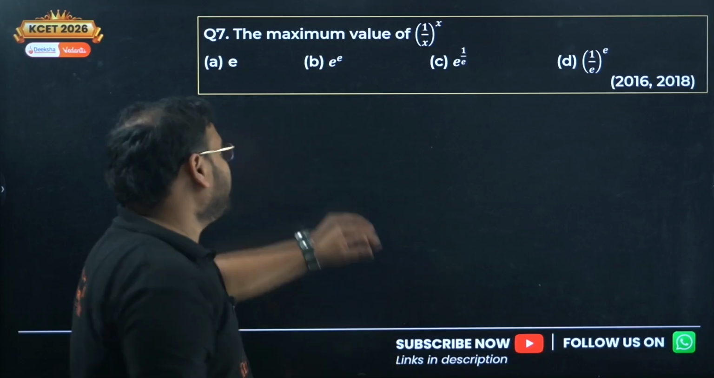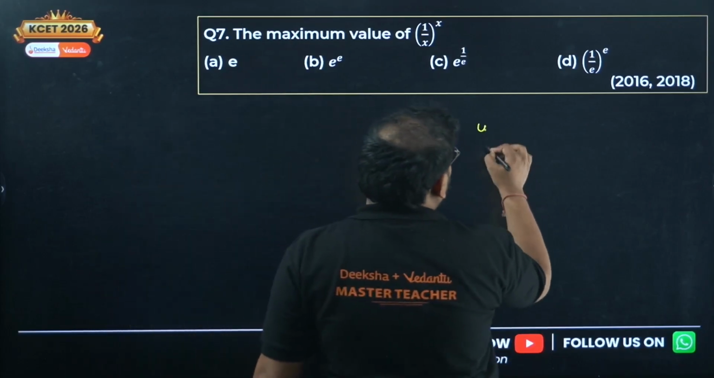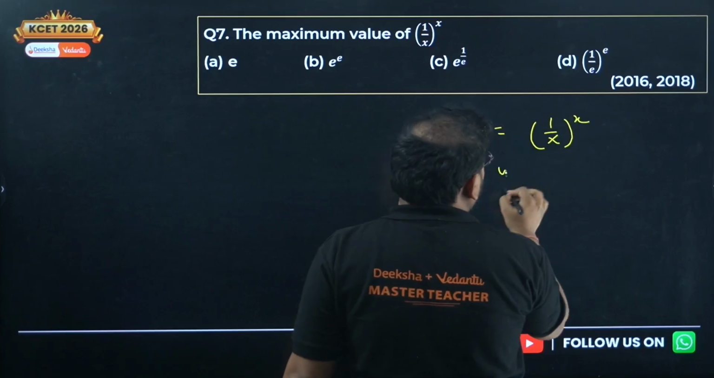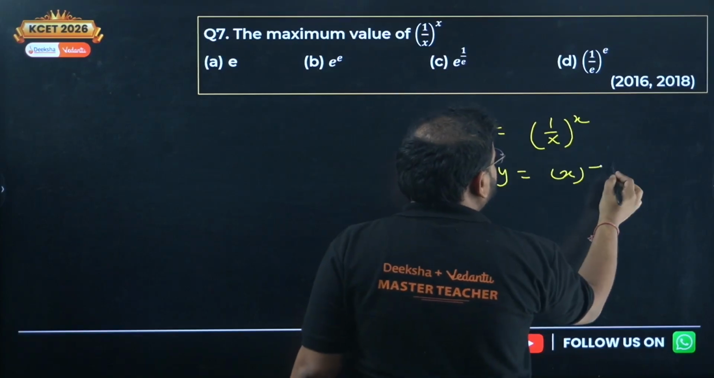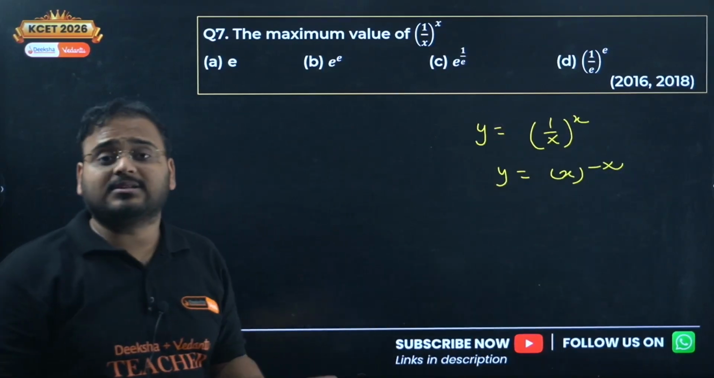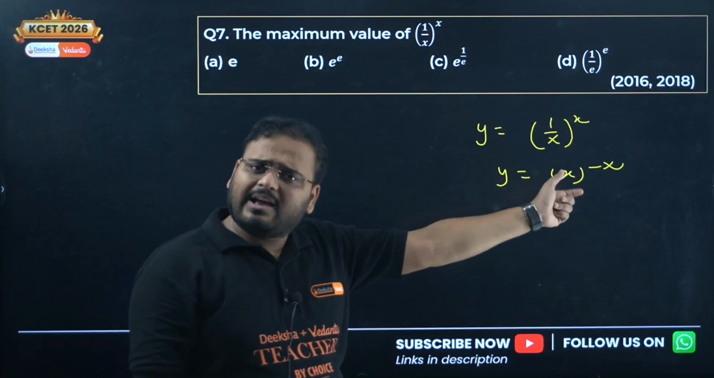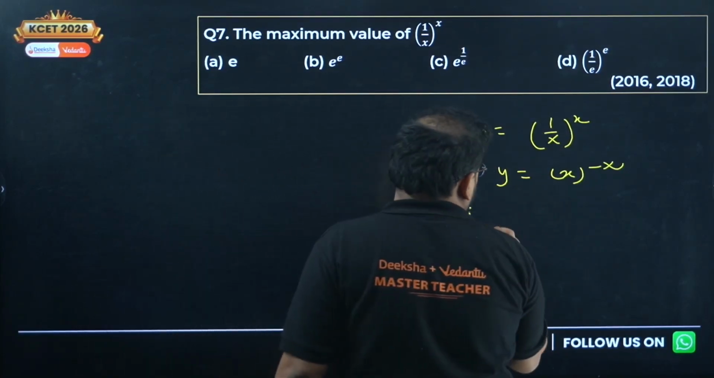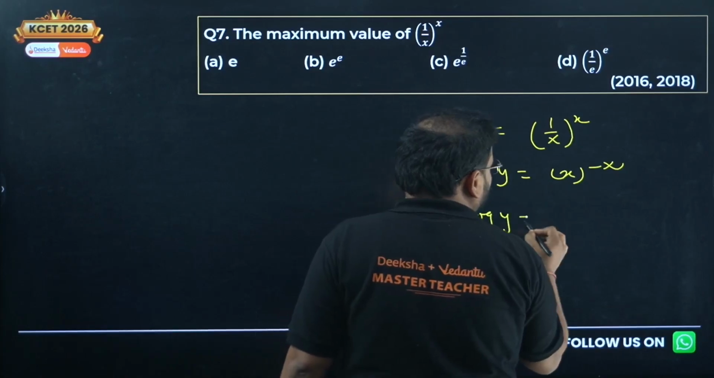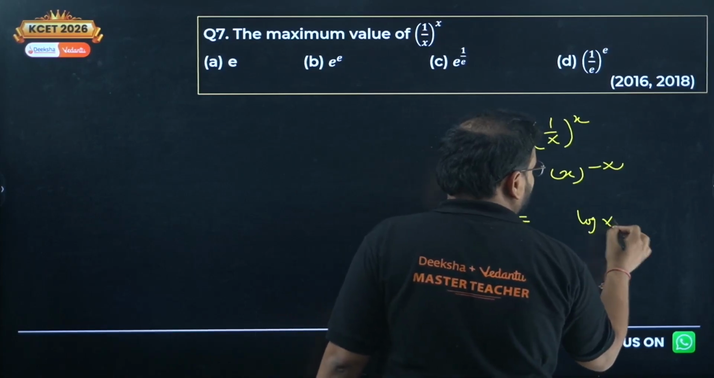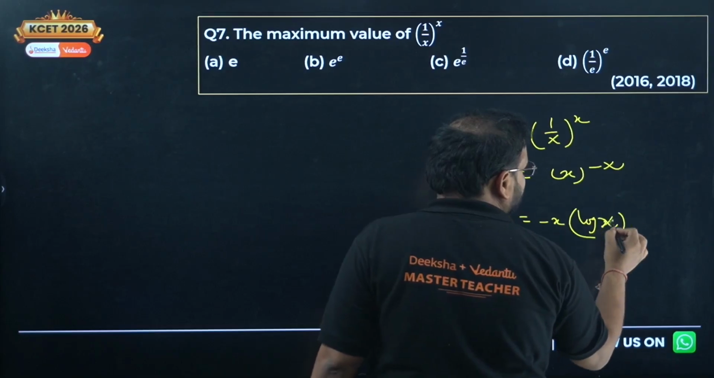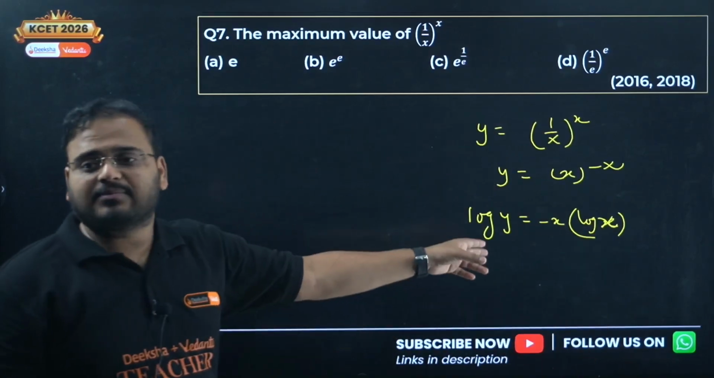Question number 7 now. Maxima, we have to find out, y equal to 1 by x power x. Take log, sir? No. x power minus x. What have you done, sir? What have I done? Nothing. Exponent rule, right? The reciprocal law I have applied in the exponents. Now you take log. Log y equals minus x comes in front and log of x.